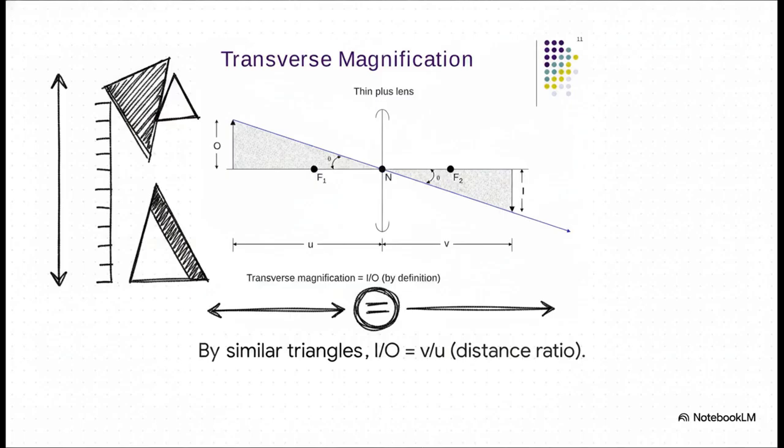And let's think about what those horizontal lengths actually are in optics. They're literally just the image distance, little v, and the object distance, little u. So I over O equals little v over little u. This is a real game changer. Suddenly, we don't need a physical ruler for vertical heights anymore. If we just know how far away the object is and how far away the image forms, we can perfectly calculate transverse magnification using distances alone.